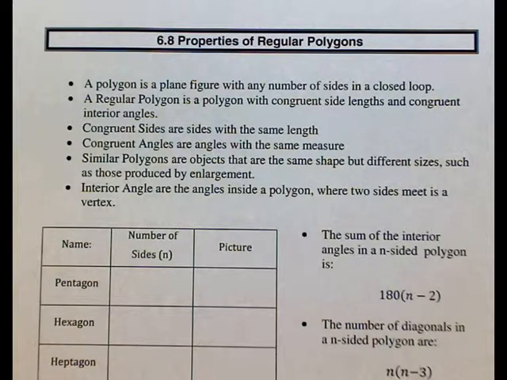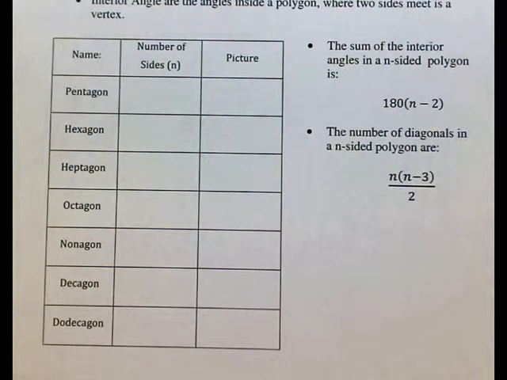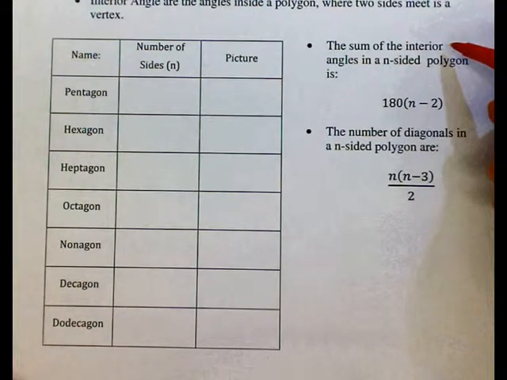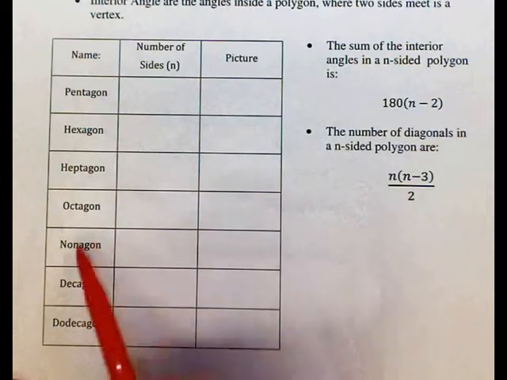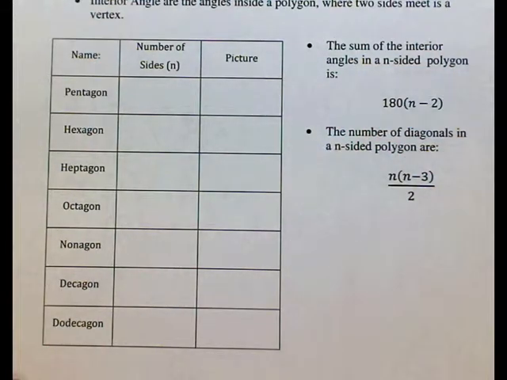The interior angles are the angles inside a polygon where two sides meet, and of course that meet at a vertex. A couple of interesting properties that we have for polygons. If we want to determine the sum of the interior angles of any polygon, and we've got a bunch listed right here, say a hexagon or an octagon, we would take 180 multiplied by n minus 2, where n is the number of sides.